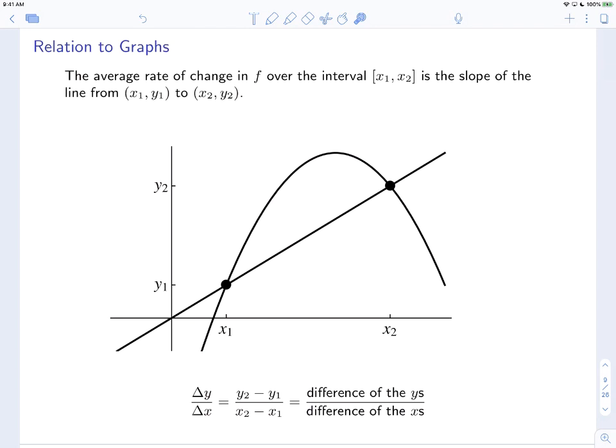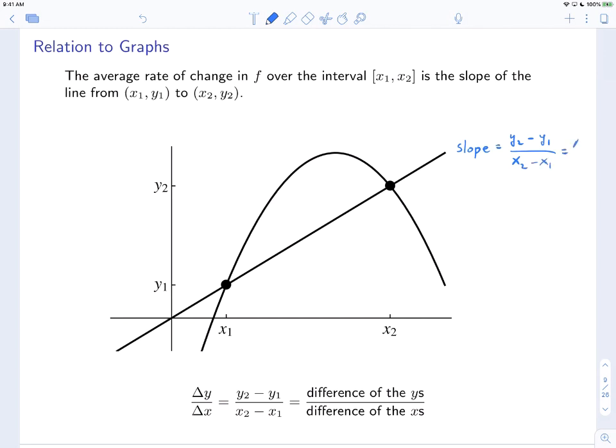And in fact, the average rate of change in f over an interval from x1 to x2 is the slope of the line from the point (x1, y1) to the point (x2, y2). So here's my graph, here's my first input x1, and here's my first output y1. So that gives me a point. And my second input x2 corresponds to the output y2, and that gives me this point. So if I draw a line connecting those two points, then the slope of this line is going to be the difference in the y values over the difference in the x values.